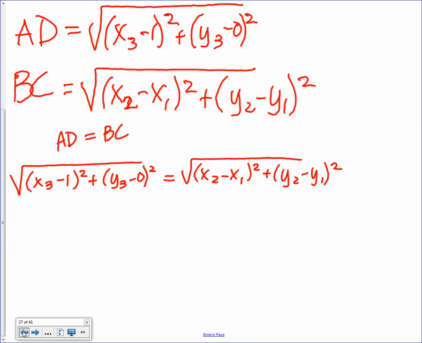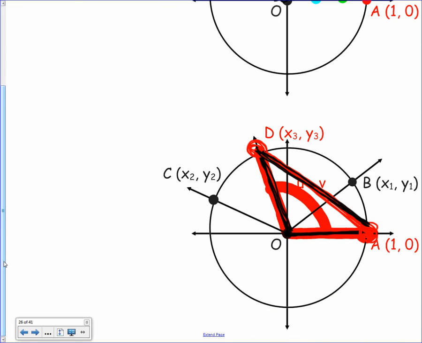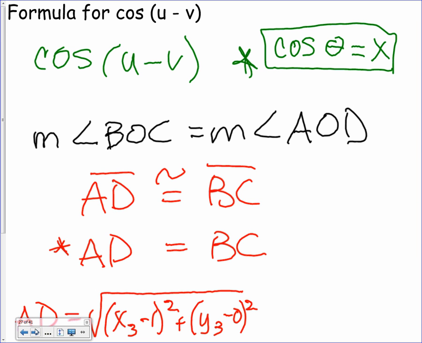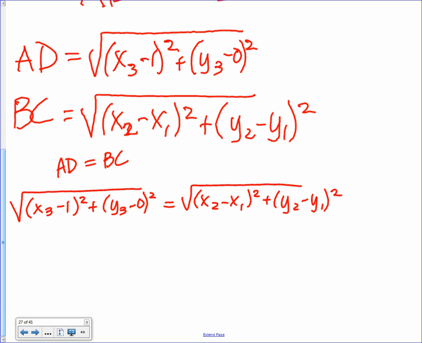What does that mean? Basically, if I'm trying to find the cosine of u minus v, cosine is x values. This would be our value. What is x sub 3? That's what we're trying to find, and that's what we're going to solve for. Okay, so here I go. How do you solve for x sub 3? Where is x sub 3?